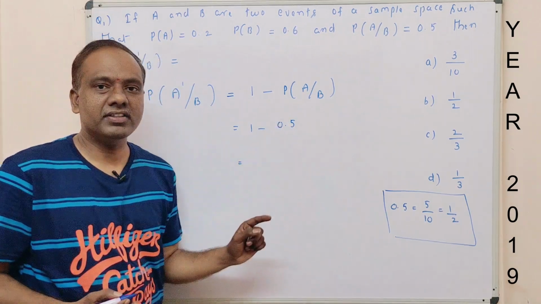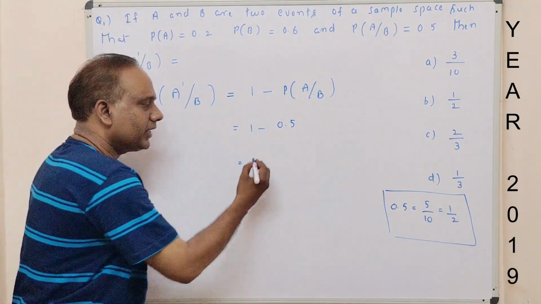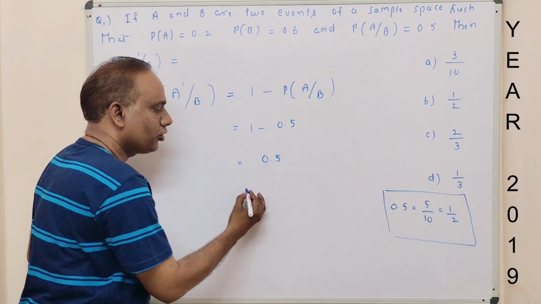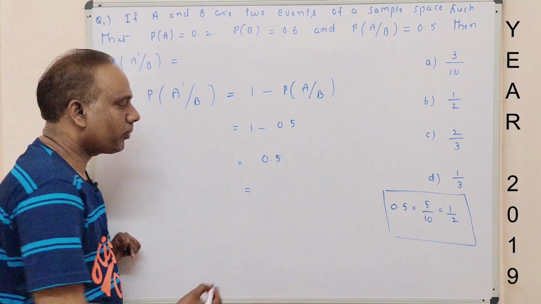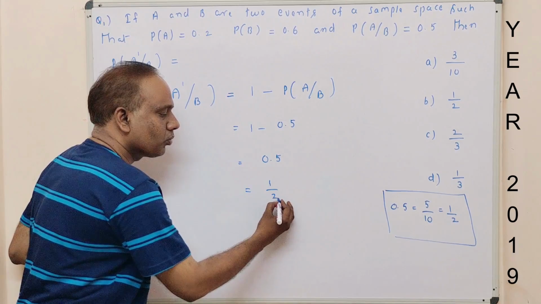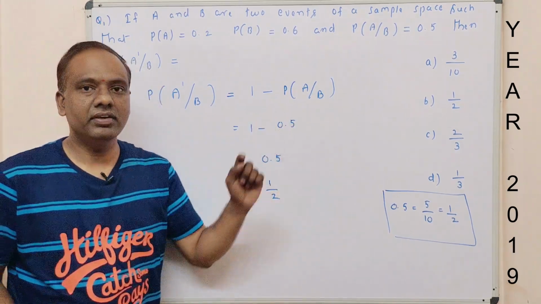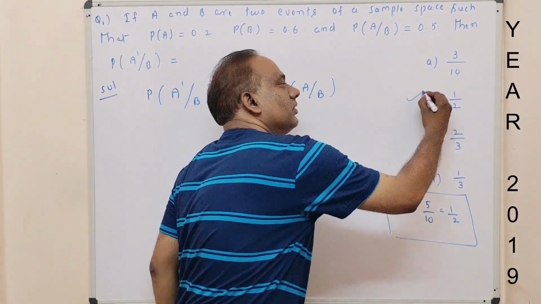So 1 minus 0.5 is 0.5. So 0.5 means 1 by 2. So here option B is the correct answer.